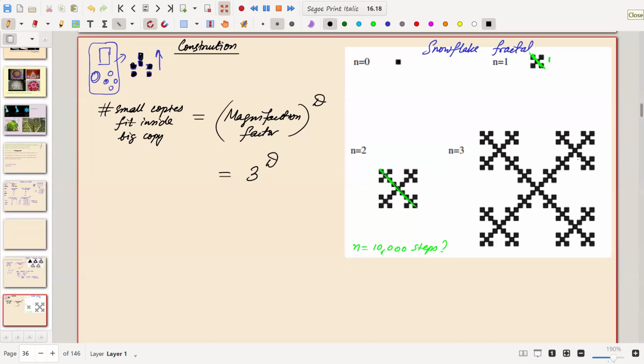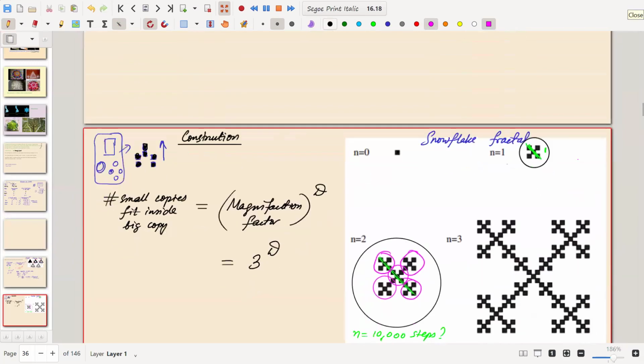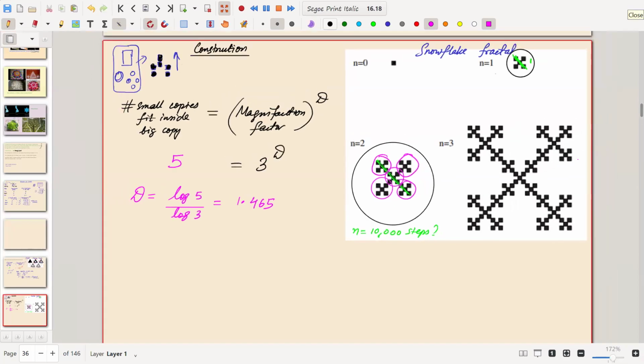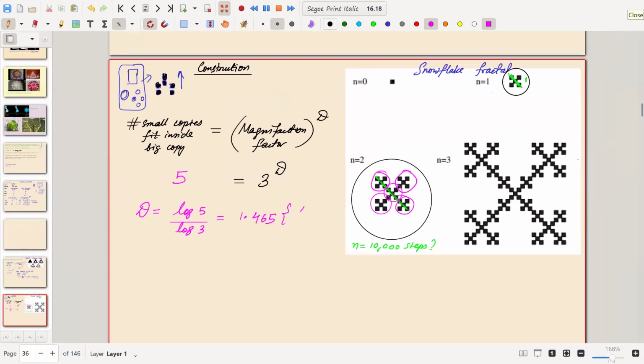Now, how many small copies are you able to fit inside the big copy? So how many copies of this are present in this big copy? That's the question. Yes. 1, 2, 3, 4, 5. So you can see the number of small copies that fit inside the big copy is 5. Right. So what's the dimension here? D is log 5 by log 3. What is this value? 1.465. So the dimension of this snowflake fractal is 1.465, which is again a fractional dimension.